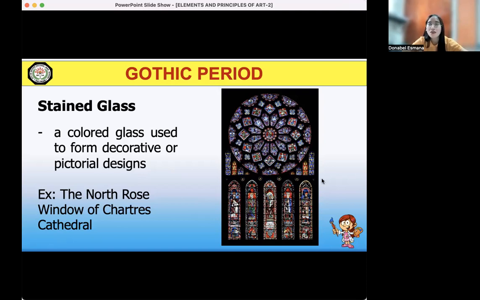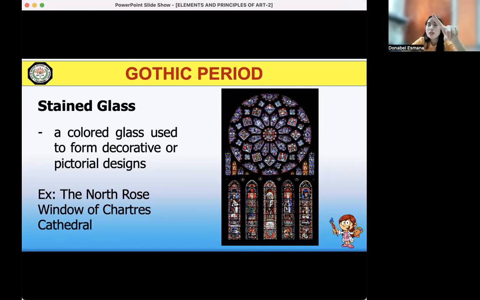The characteristics of different paintings and arts in different periods, such as the prehistoric era, Egyptian period, Greek period, Roman period, Byzantine period, Romanesque period, and Gothic period. So class, tandaan lang, during the Greek period, meron po tayong iba't ibang uri ng painting. We have tomb or wall painting, we also have panel painting, and base painting. And we use two methods of painting during that period. We have fresco and encaustic.